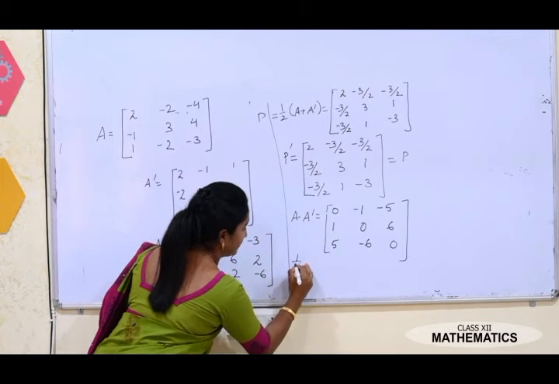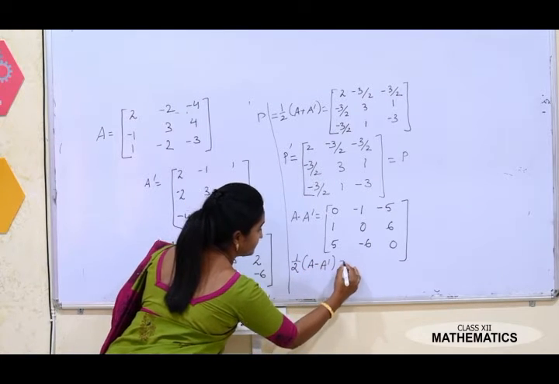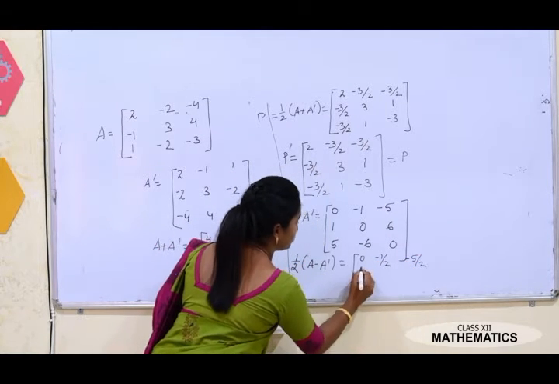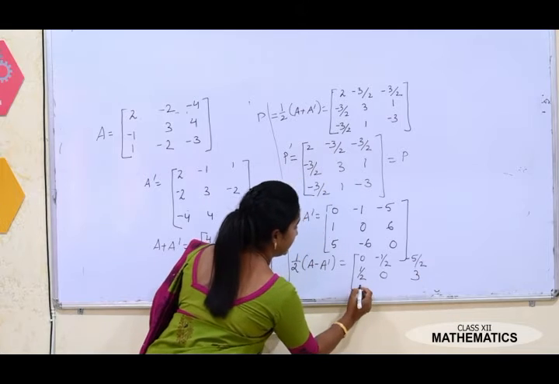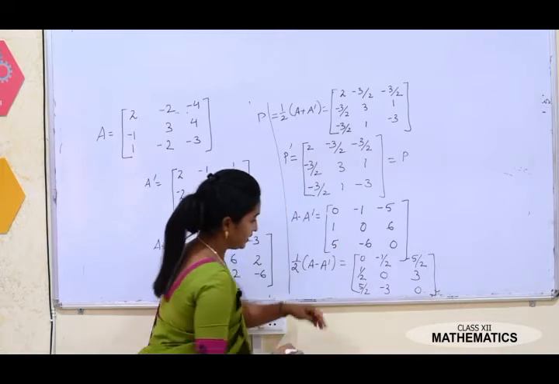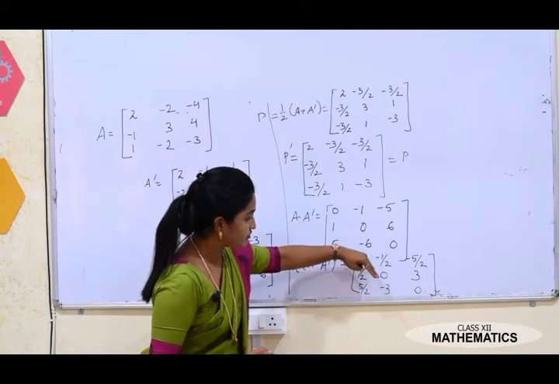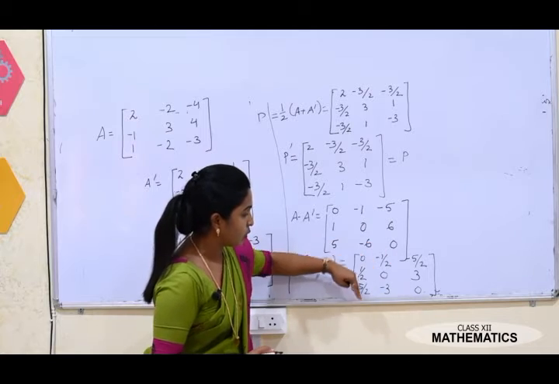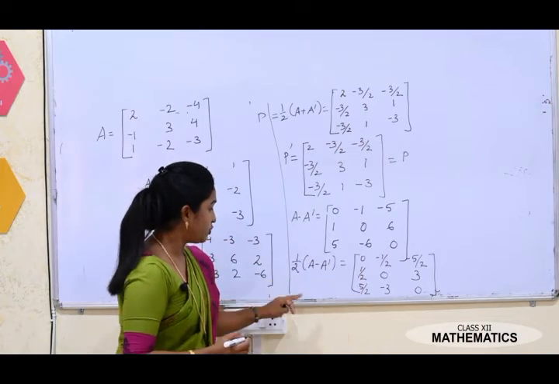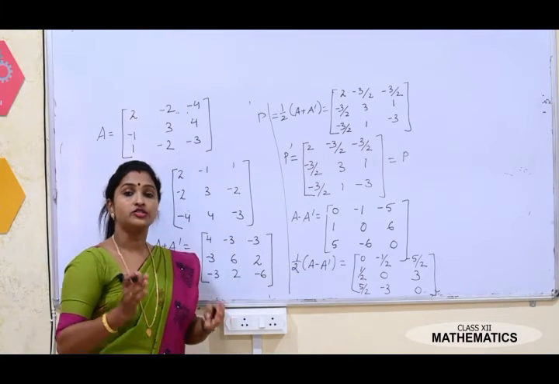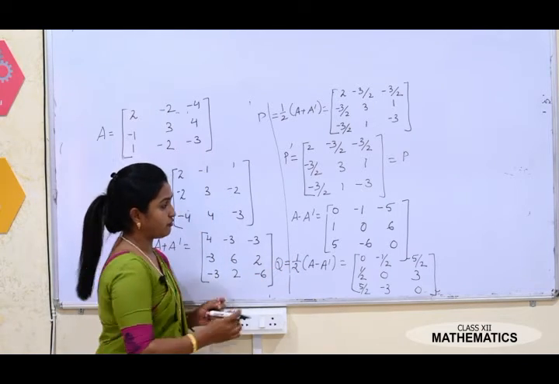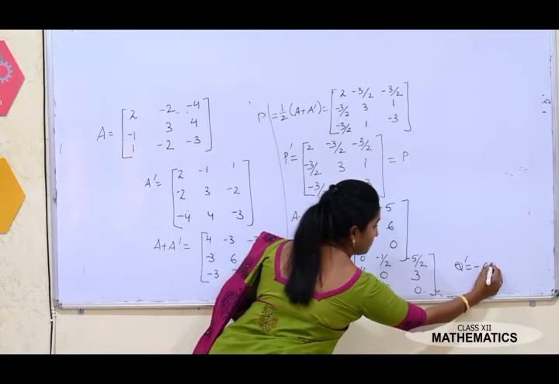Okay, now you will divide by 2, you will be getting 0, minus half, minus 5 by 2, 1 by 2, 0, 3 and here it is 5 by 2, minus 3 and here it is 0. Look at this, the diagonal element is 0 and the elements above and below are the same, the only difference is in the sign. One is minus and the other is plus. That means you have proved that half of A minus A dash is a skew symmetric matrix, but you have to write it down. You denote this as Q and find Q dash, so you will be getting minus Q here.